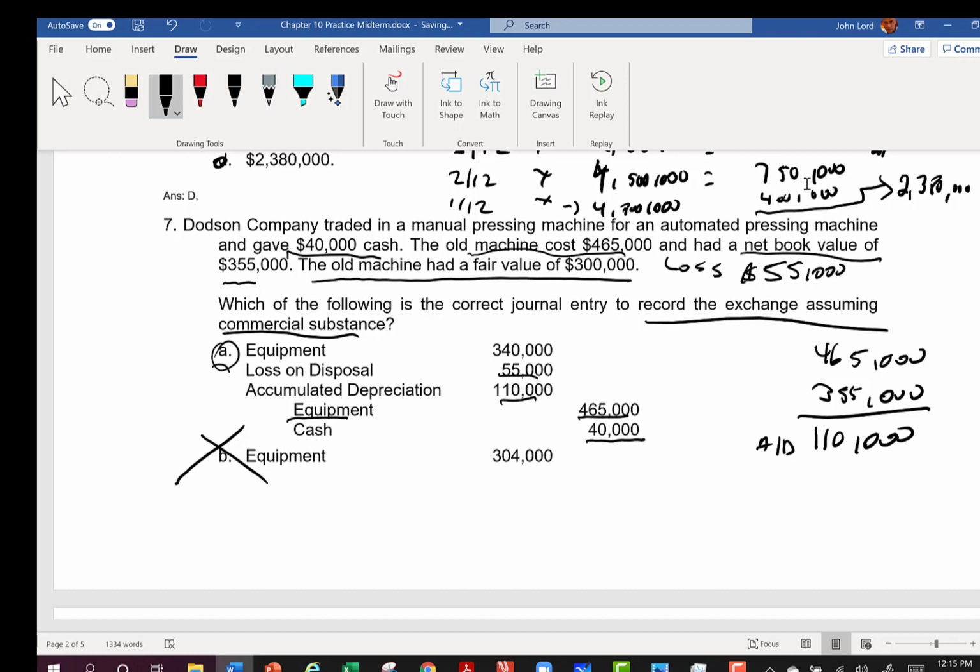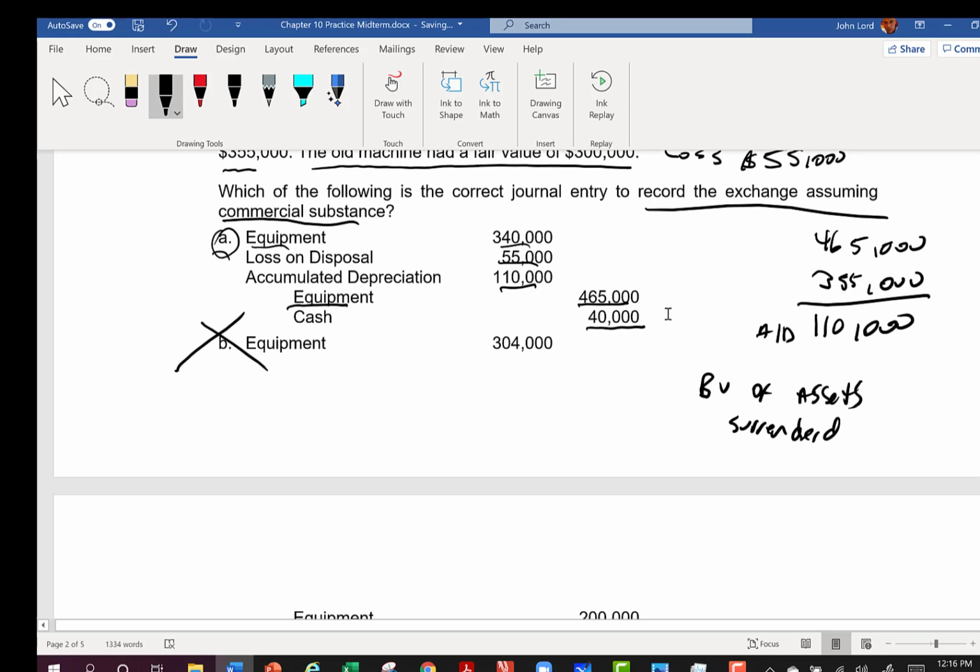And then the hardest part of any of these, I guess, if you want to call it hard, is figuring out, well, what's the value of the new equipment, okay? And so the way you do that is you say, well, what was the book value? I'm going to write that down, book value of assets surrendered. Okay, now sometimes I'll get students say, well, I didn't do it that way and I still got the right answer. So is that okay? And my answer is, I don't know. This is how I do it.